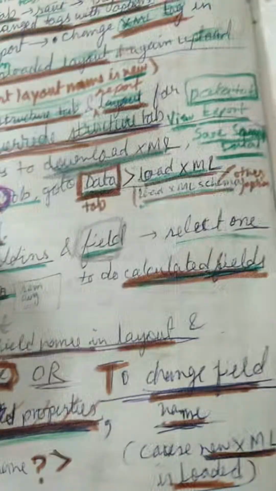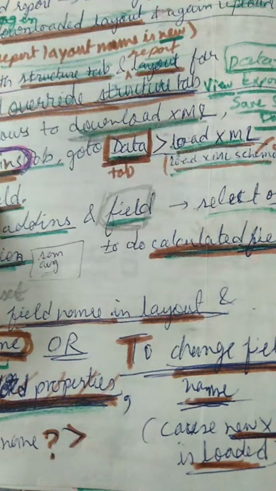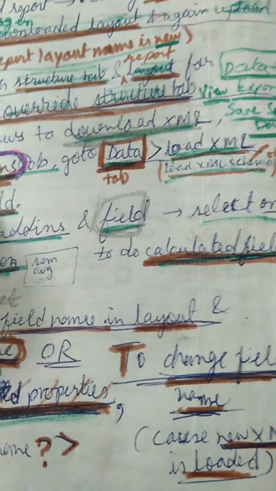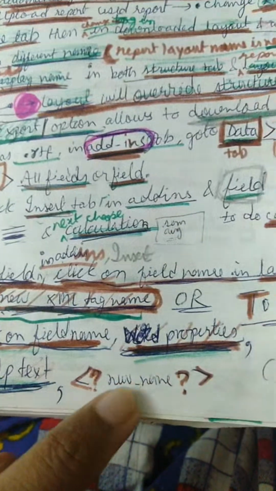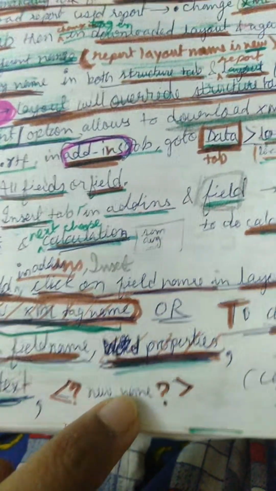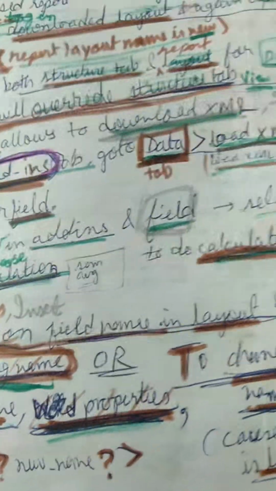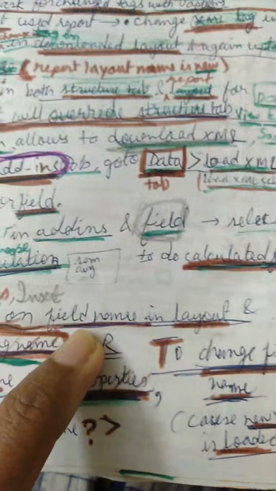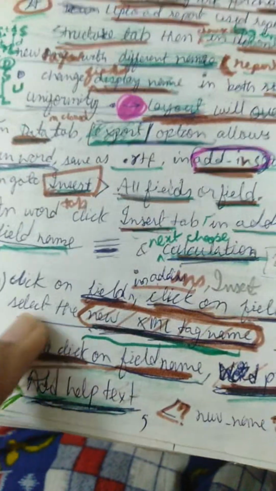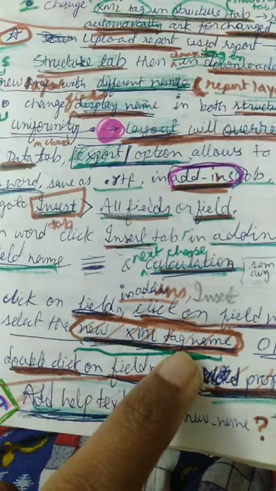Now whenever I want to change the code inside the field in the layout, I can double click on the field. It opens the Word properties, add help text. In add help text, in this format you have the column name. Otherwise I can select the field, go to the insert tab again, and here I'll select the field name in the layout, and I'll select whatever the new XML tag elements are.